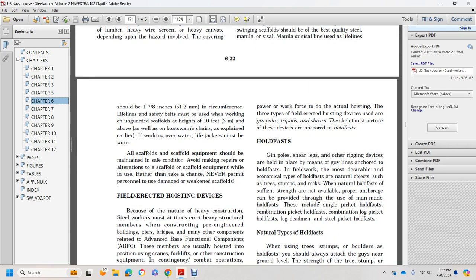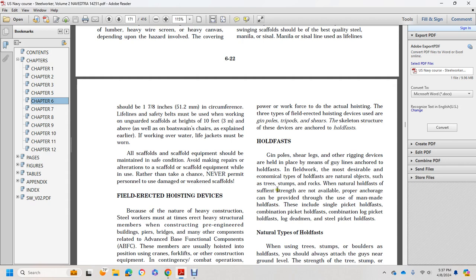For power and workforce in actual hoisting, the field erecting hoisting devices should be the gin pole, the tripod, or a tree with a skeleton structure, with the devices anchored to a hold fast. The gin pole and shear legs, with the other rigging devices, are held in place by means of guidelines anchored to a hold fast. For field work, the more desirable and economical hold fasts are natural ones, such as a tree, a stump, or rocks.